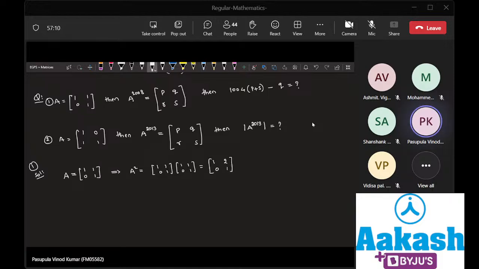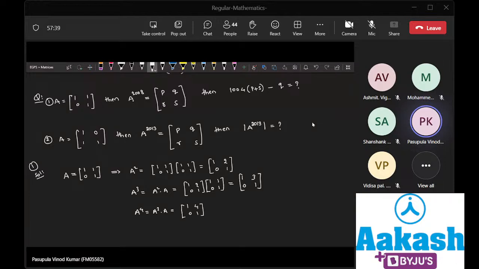Now I need my A cube. Can you tell me what is A cube here? A cube is nothing but A square into A. A square, you know, you are having [1 2; 0 1]. What is A here? A is equal to [1 1; 0 1]. Now if you multiply this again, you will be getting [1 3; 0 1]. And if you observe A power 4 also in the same way, A cube into A, you will again get [1 4; 0 1].